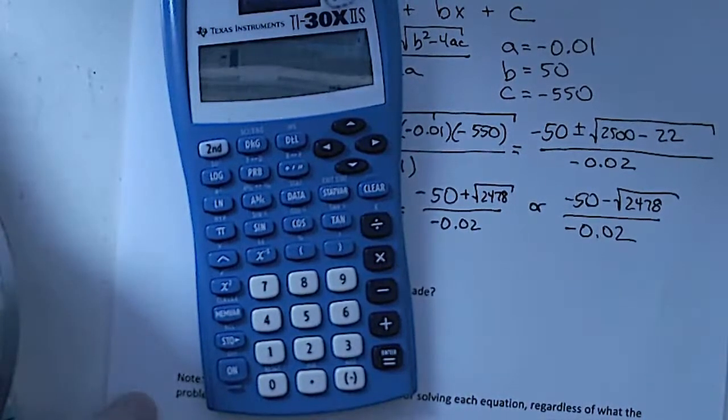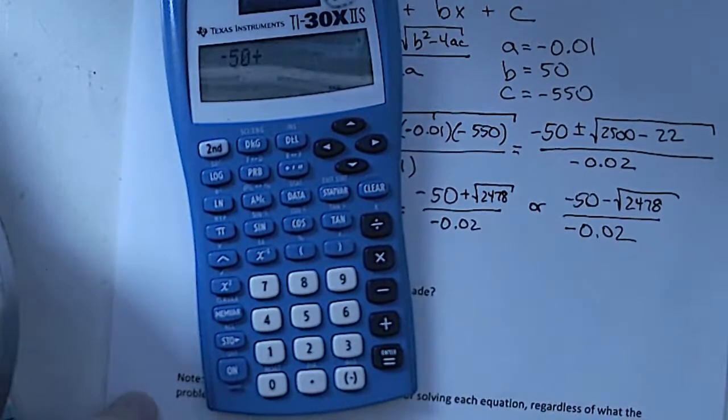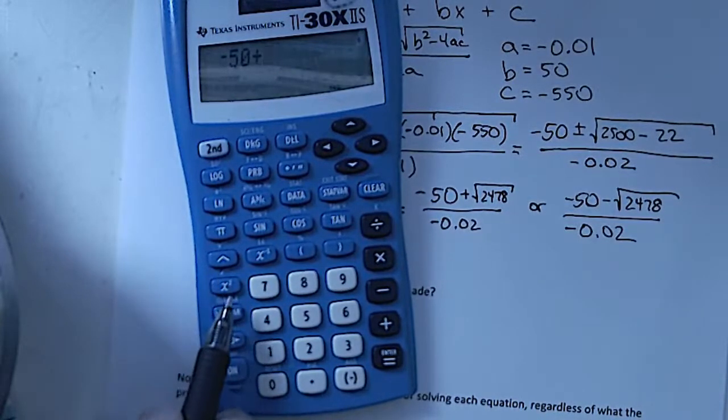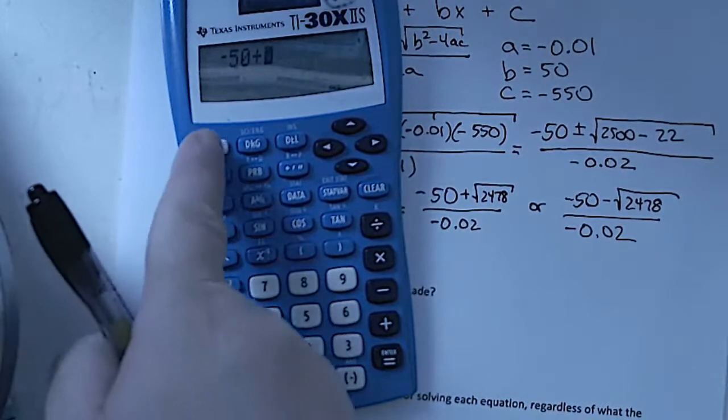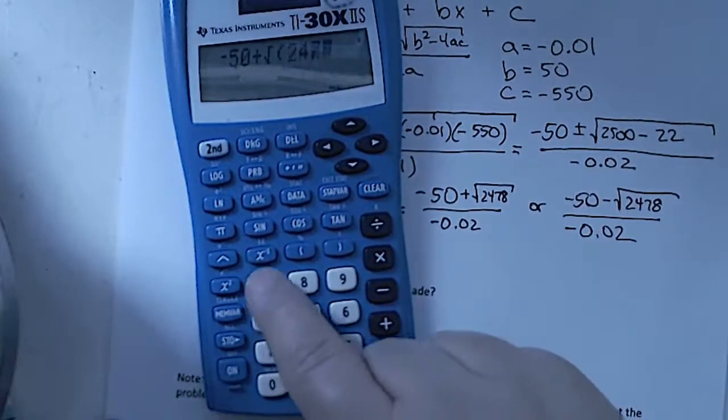So I'm going to start with that. Can you see the readout? You can. Okay, so it's negative 50. And already I could have made some other choices, but I'm going to go with it this way. And then I'm going to do plus, because I'm going to do the plus one first. Now on my calculator, square roots or radicals have to be done first. So I see the square root right there. It's very faint, but it's right above the x squared. So I'm going to do a second and then the square root. That gives me my square root and 2478.